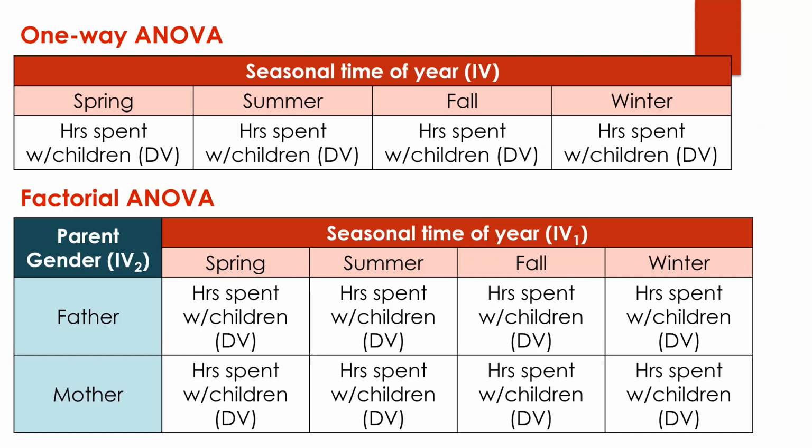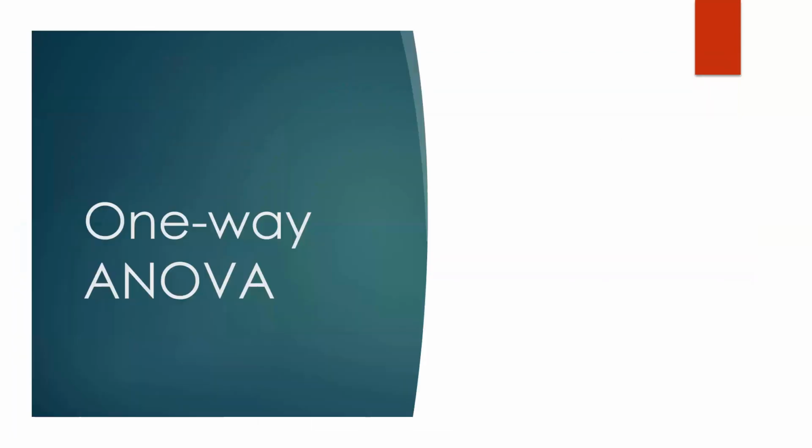And then we want to see, is the average hours spent with children different between all the different combinations of the independent variables? It kind of echoes back to the chi-square test of independence when we were looking at a table and all the different combinations. It's similar in that respect. So if that helps you understand the factorial more when we get there, then by all means use that thought process. But let's jump into the one-way ANOVA now and get specific on how it works.